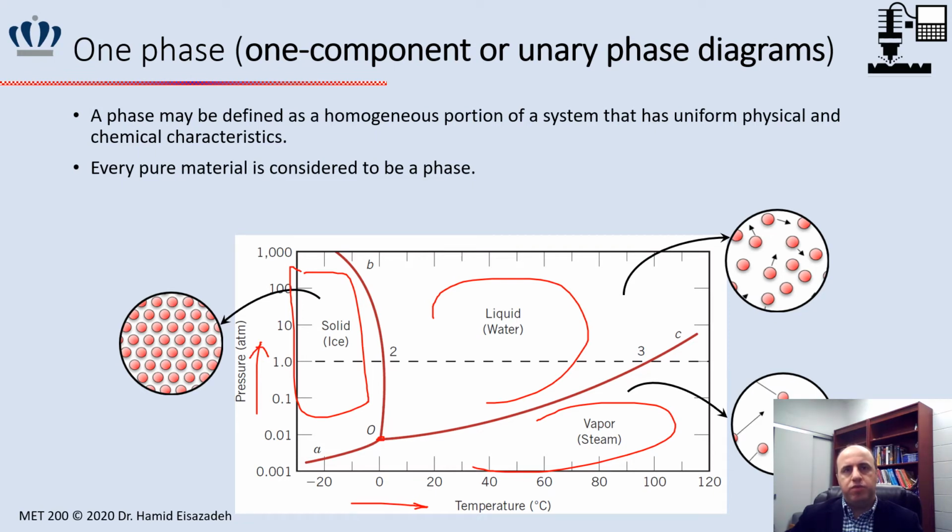This type of phase diagram is called a one-component or unary phase diagram. If we have multiple materials, it's going to be a little more complicated. Here we have temperature versus pressure, but in the two-component case we remove pressure. We consider that the phase diagram is taking place at 1 atmosphere, one constant pressure. In that way you can make the phase diagram a little simpler.